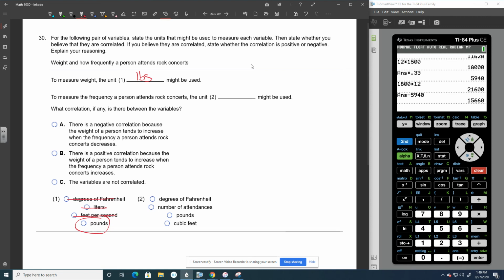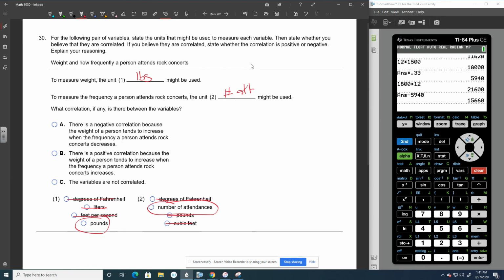To measure the frequency a person attends rock concerts, we're not going to use Fahrenheit. We're not going to use pounds or feet. We're going to count the number of attendances. What correlation, if any, is there between the two?